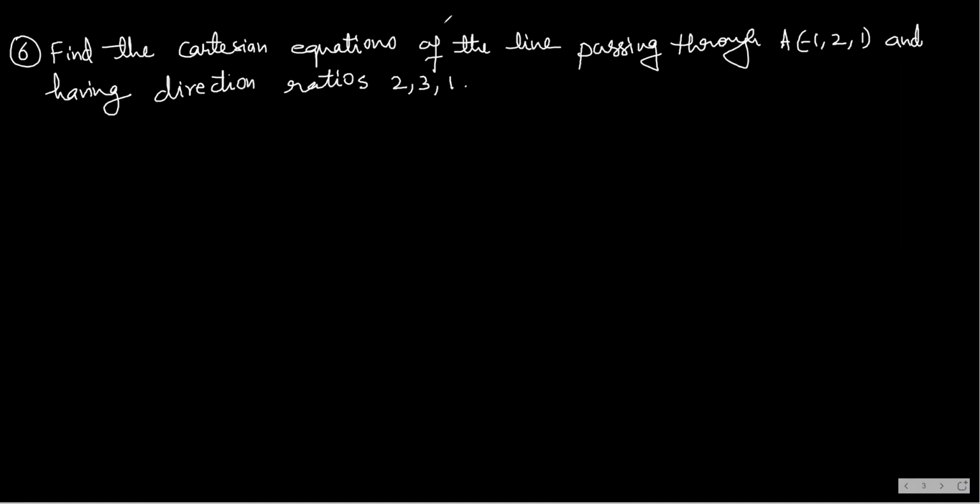Okay, now another question of similar type. Once again, we have to find the Cartesian equation. See, question number 6. Find the Cartesian equations of the line passing through the point A (minus 1, 2, 1) and having direction ratios 2, 3 and 1. We are not given 2 points on the line. We are given just 1 point on the line.